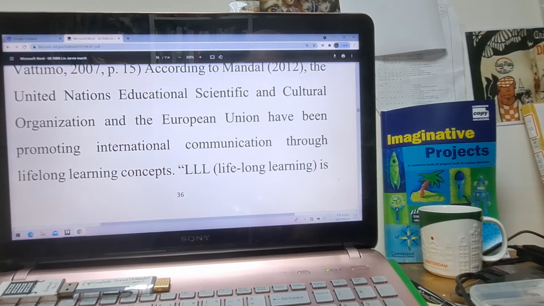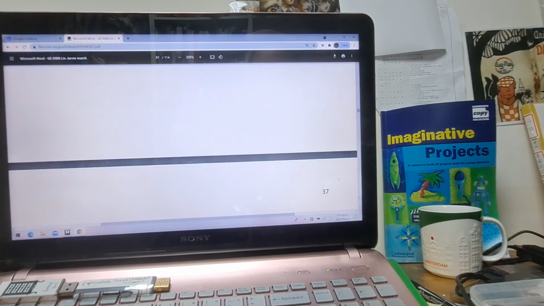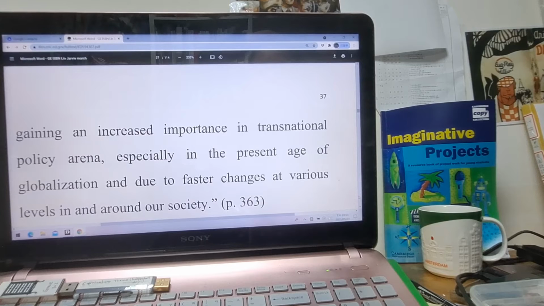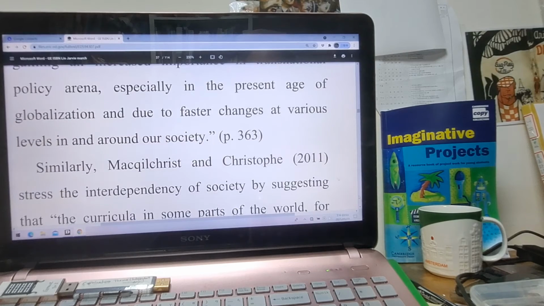According to Mendel, the United Nations Educational, Scientific, and Cultural Organization and the European Union have been promoting international communication through the lifelong learning concept. The LLL means lifelong learning process. It is gaining an increased importance in the transnational policy arena, especially in the present age of globalization and due to faster changes at various levels in and around our society.